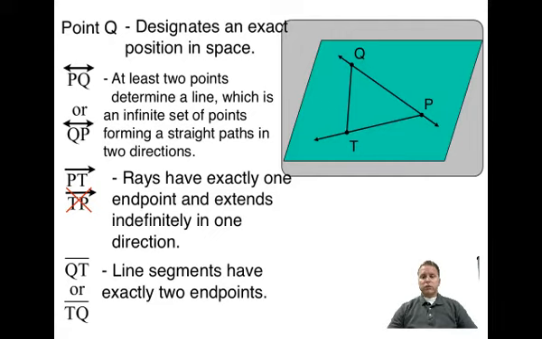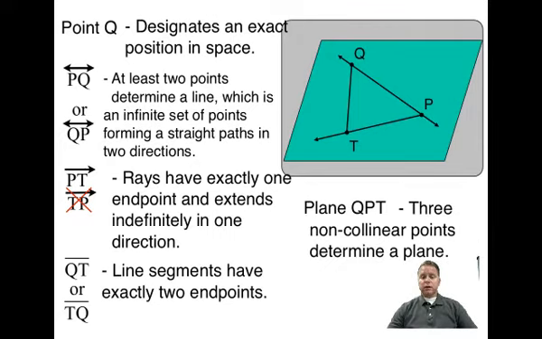Now, basically imagine that green as like a sheet of paper. That could be called the plane QPT. And it's like a piece of paper in space. You need 3 non-collinear points to determine a plane. And we'll talk about collinear in a moment.